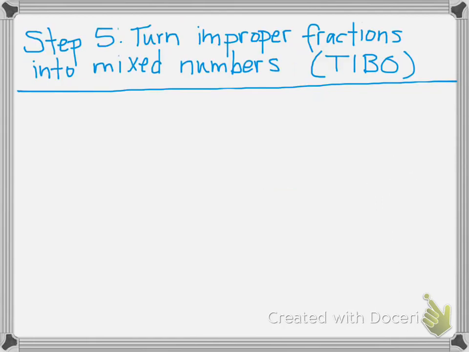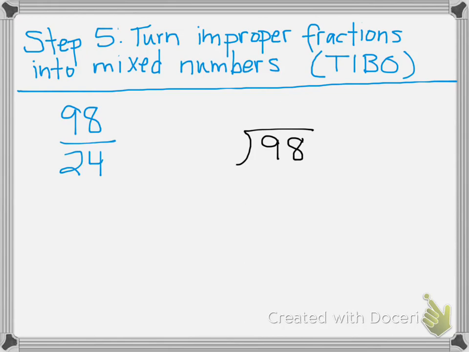Step number 5, you're going to turn improper fractions into mixed numbers. You're going to use TIBO to do that. So from our last step, we had 98 over 24. That's an improper fraction because the numerator, the number on top, is greater than the denominator, the number on bottom. So top in, bottom out.